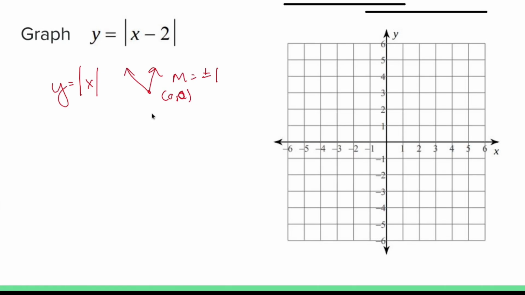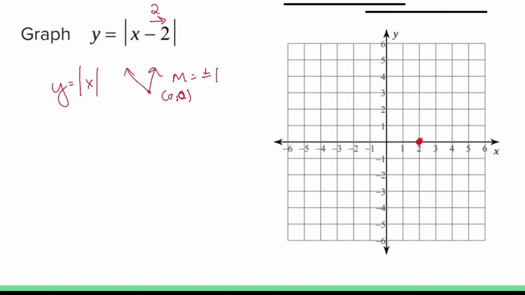That's supposed to be a 0. That was not an accidental inclination as to what's about to happen, except that it was. Because if I were to subtract a number inside the absolute value with x, that is a shift to the right 2 units. So this is going to be that V, but instead of starting at 0, 0, I'm starting at 2, 0.